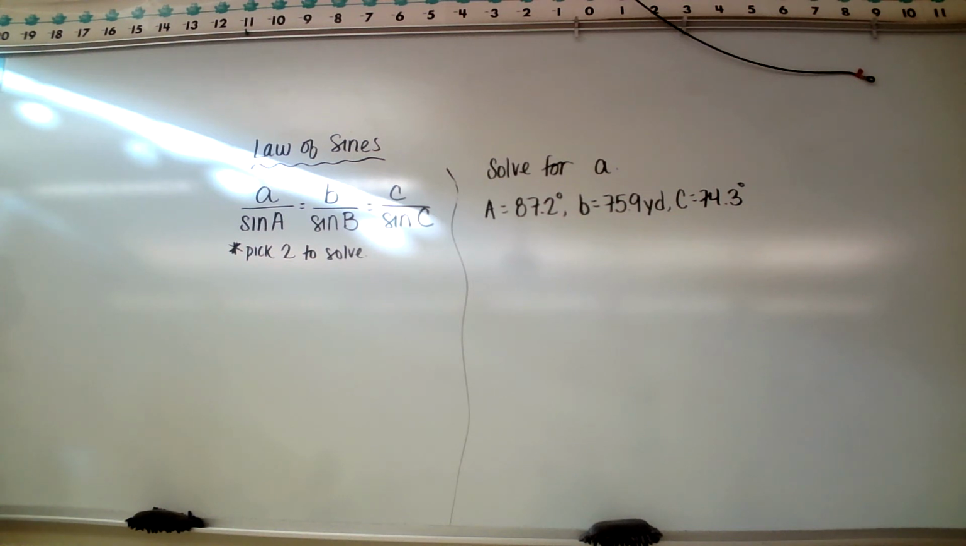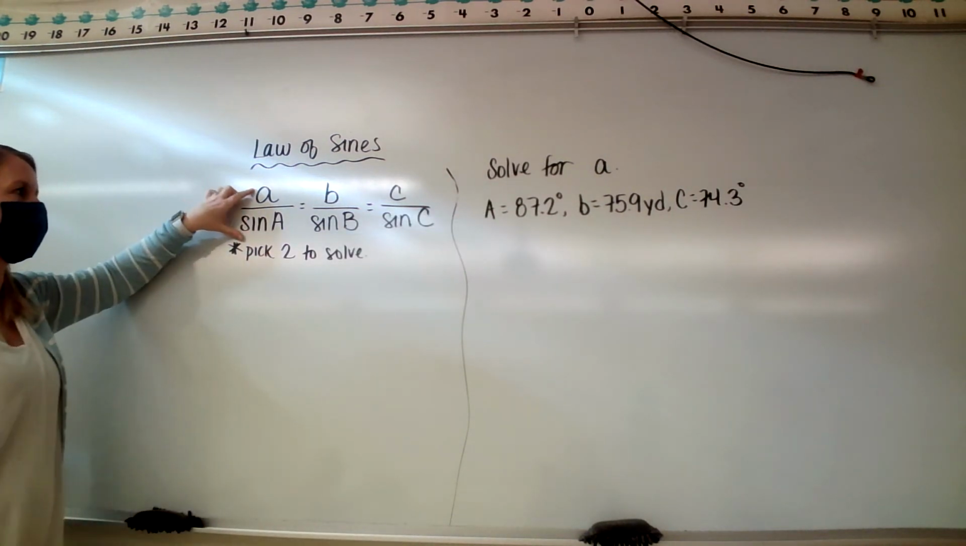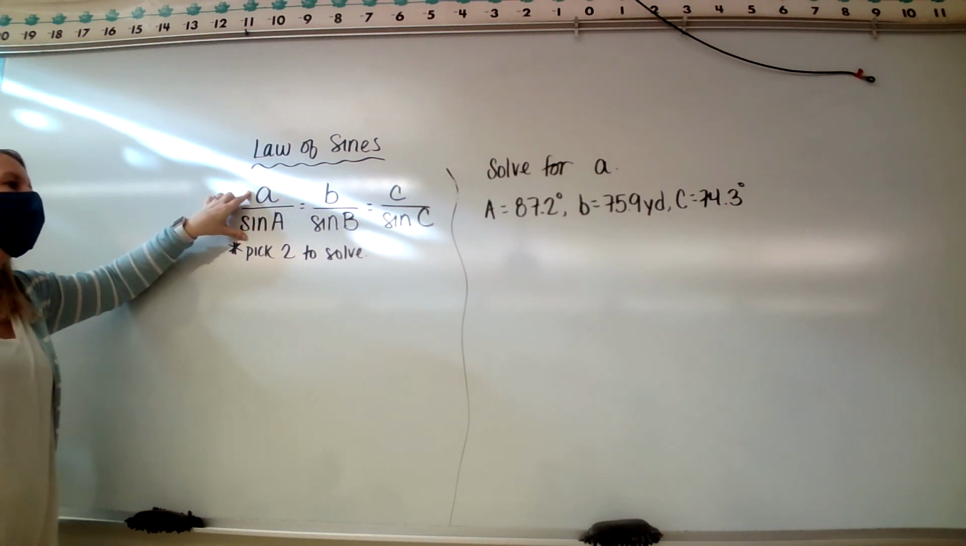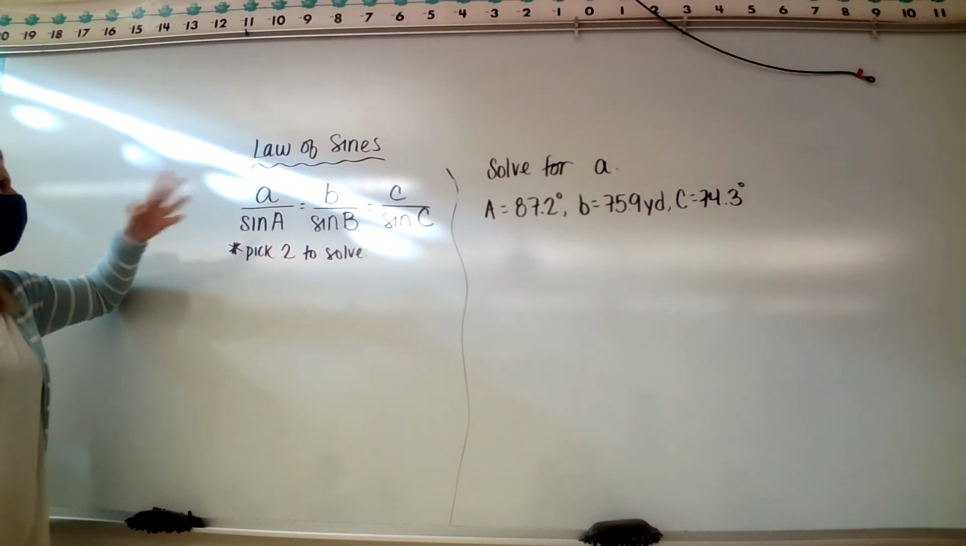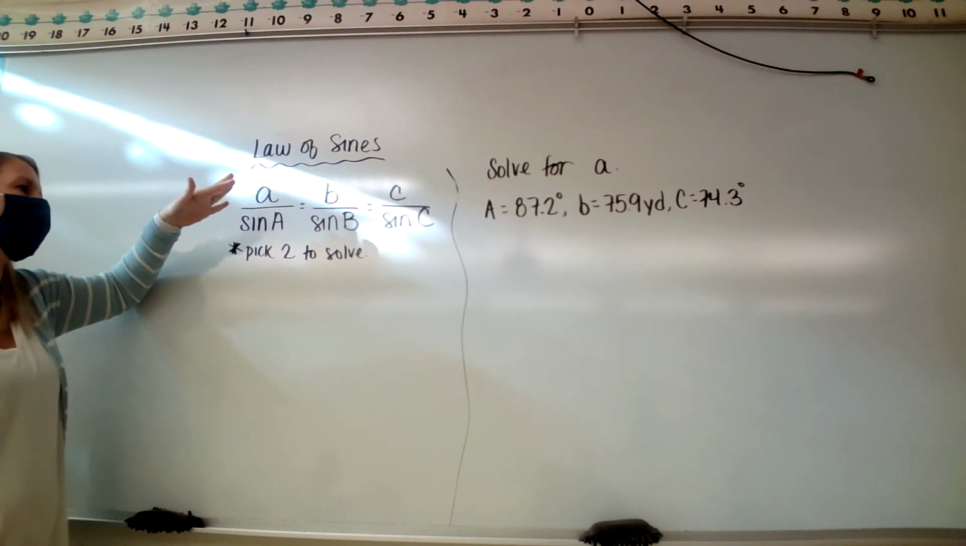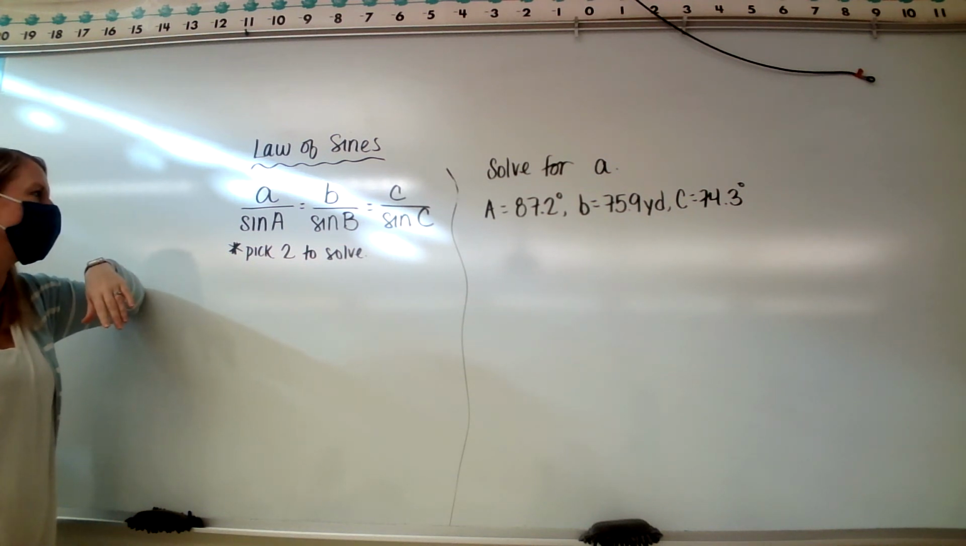So, this is what we do. I'm solving for A. Once it says solve for A, I have to use this piece of my puzzle over here. So I need a over sine A for sure. And then I see I have side b, so I'm going to use A and B. I'm feeling pretty good. And then they throw me this curveball. It gives me angle C. And I'm like, what is going on?